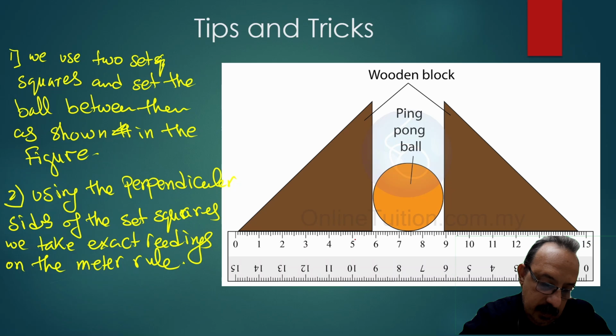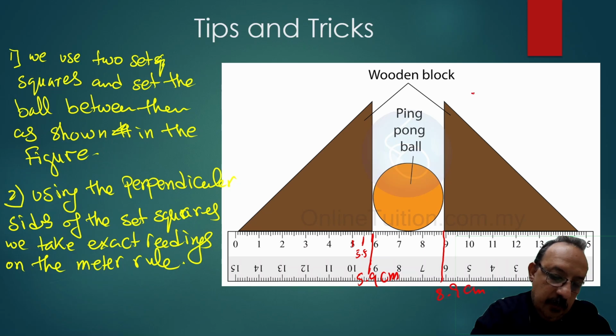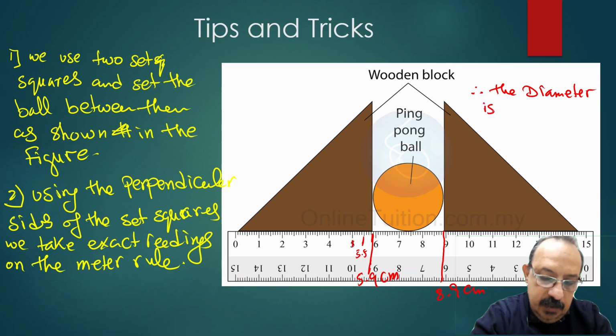For example, we have 5 centimeter, 5.5, 5.6, 5.7, 5.8. It is kind of 5.9 centimeter on this side. On that side, we can say that it is 8.9 centimeter. Therefore, the diameter is 8.9 centimeter minus 5.9 centimeter, which is equal to 3 centimeters.